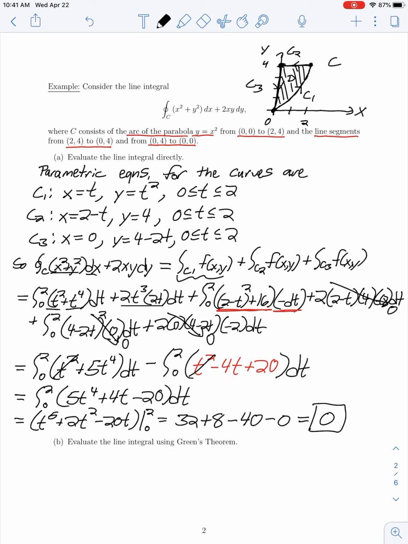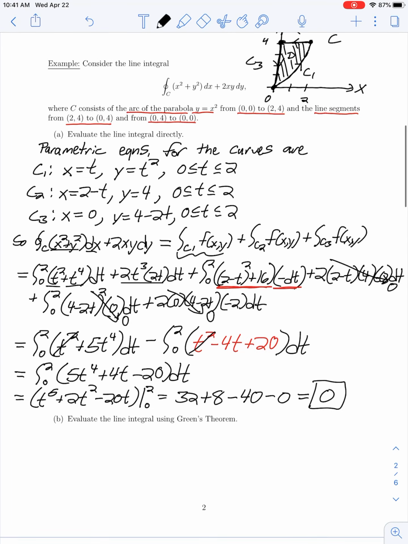So we see here that this was quite tedious. We had to parameterize each of these segments, C1, C2, and C3, and set up a line integral over each segment. And even though some of these segments ended up having line integrals that were 0, it was still pretty tedious to evaluate each of these line integrals. So instead, in part B, if we were to make use of Green's theorem, let's see how this would work.